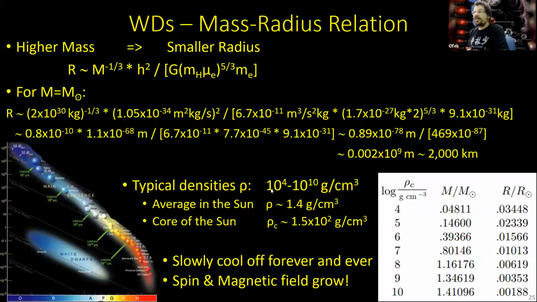But white dwarf densities can actually come to 10,000, even up to 10 billion grams per cubic centimeter. So much, much denser, depending on their mass, which will determine their radius, much, much denser than the Sun or than anything we know from everyday life. There are typical numbers given here on the right for how the density of a white dwarf can change quite a lot, over 6 orders of magnitude.